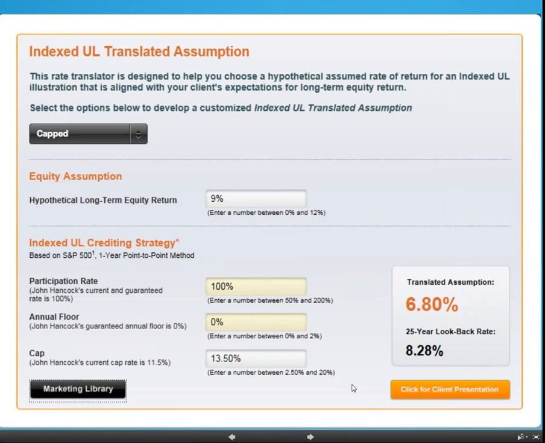Now, if you are very technical, you can go into this marketing library button down here, and you can get a very technical explanation from John Hancock as to how they went about making this calculator. And I'll tell you, it's very in-depth. It should answer any questions you would have, and probably a lot of questions you never would have. And also, there's a client presentation. If you want to show your client what you did, great. There's a client-approved presentation you can show them. Very useful.